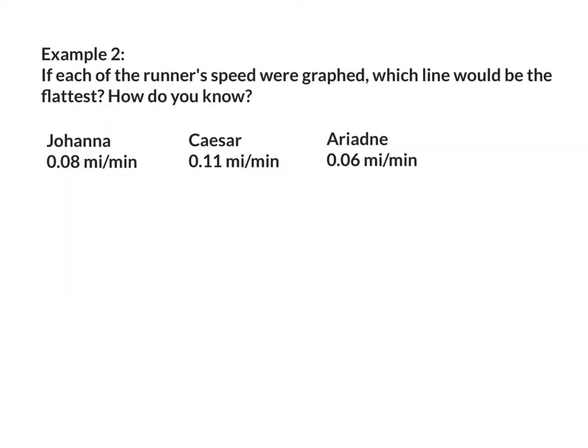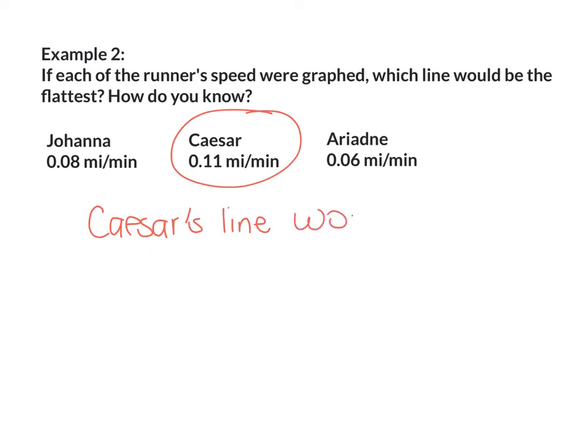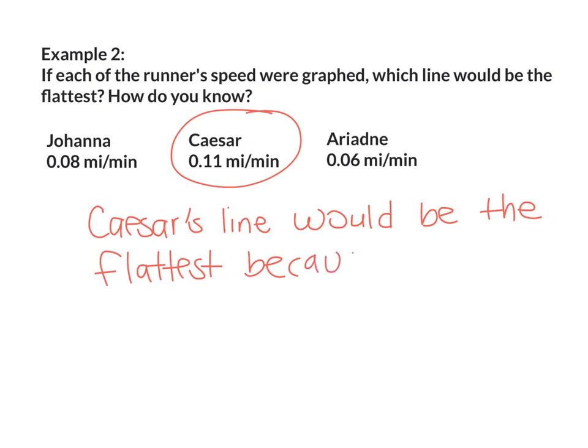Example number 2. If each of the runners' speeds were graphed, which line would be the flattest? How do you know? So the flattest line would be the slowest jogger. And in this case, the slowest jogger was Caesar because he had the longest time. So Caesar's line would be the flattest because he is the slowest jogger.